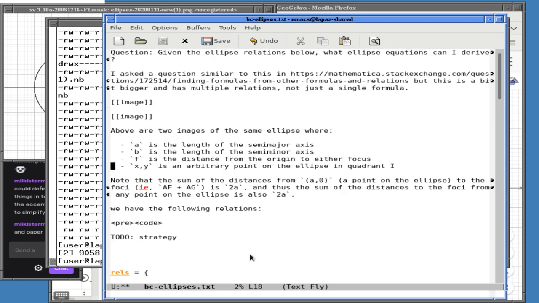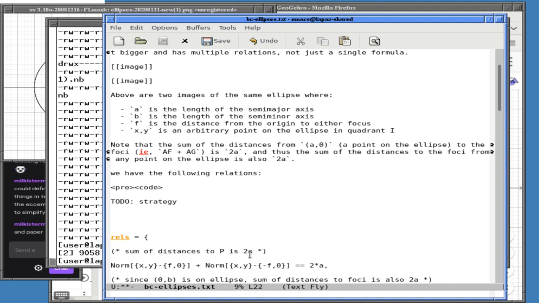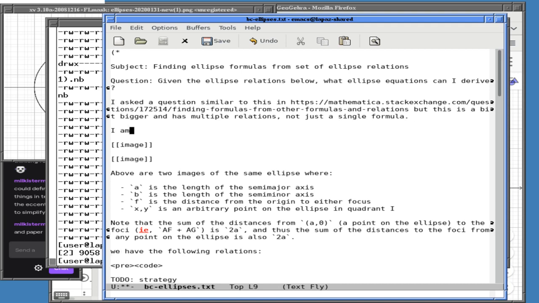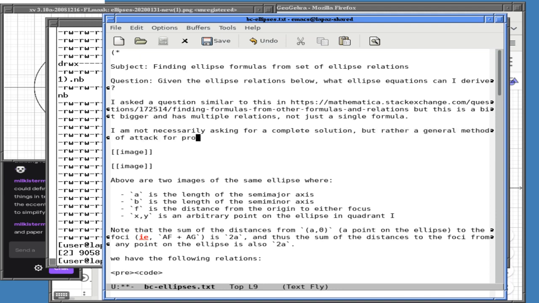Above are two images of the same ellipse, where, and so on. Okay. I am not necessarily asking for a complete solution, but rather a general method of attack for problems of this nature, which they sort of gave me last time, but I didn't like their answer.